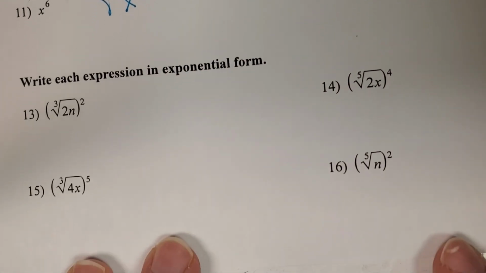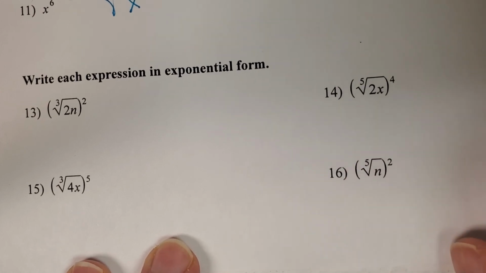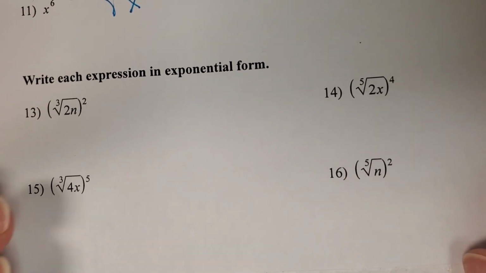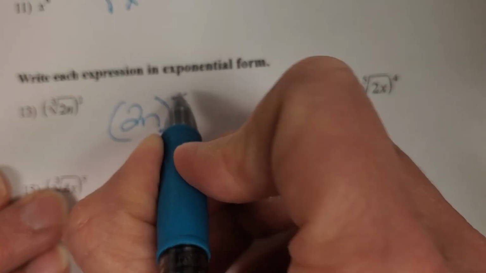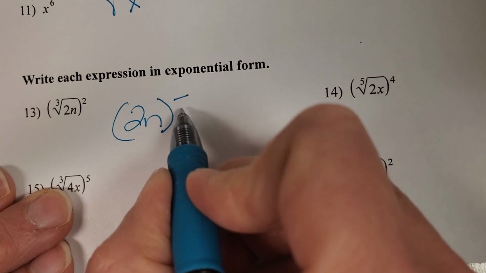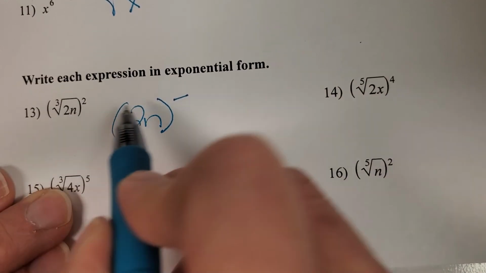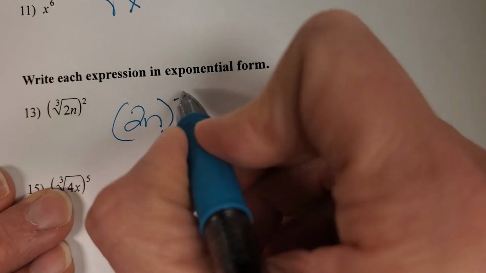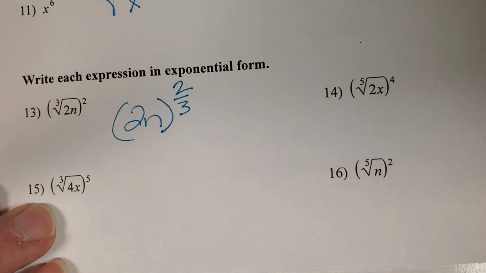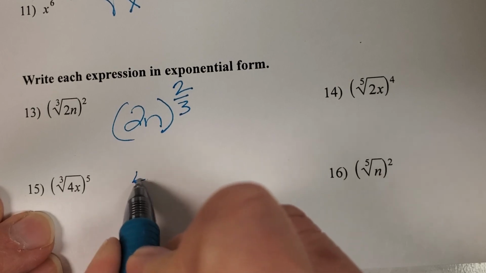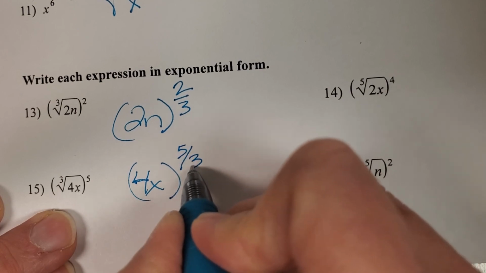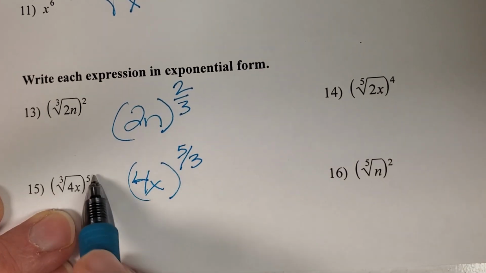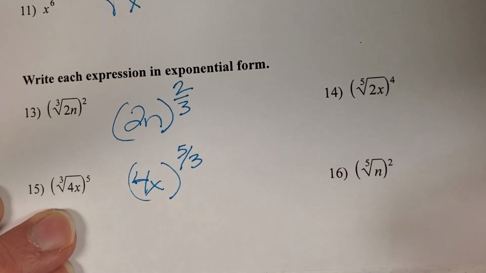Now we're going to switch. We're going to go from radical form to rational exponents. So I write what's ever in the parentheses, and then I'm going to have a fraction. The bottom of my fraction is going to be the index. So that index says 3, and the power is going to be my numerator. So I would rewrite that 2n to the 2/3. This one is 4x, so I'm going to write that in parentheses. The power is 5, and the index is 3. So power goes to numerator, index goes to denominator.